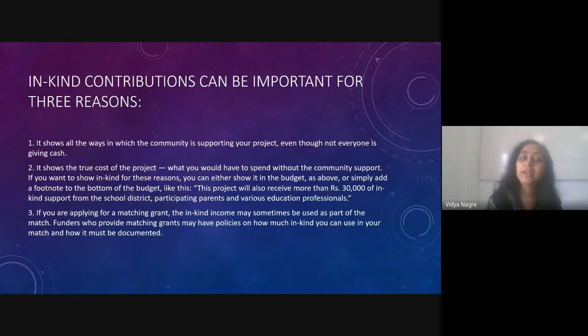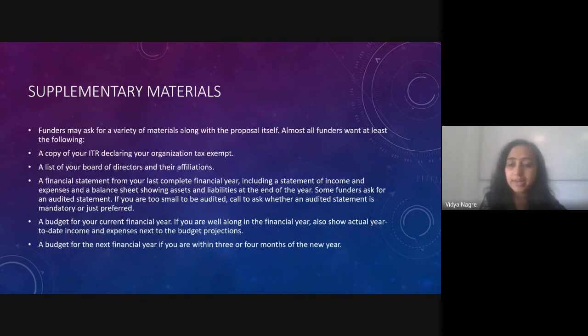In-kind contributions are really important. Why? Three reasons. First, it shows the community is supporting you for the project, so how social is your project, that other people are coming forth on their own and helping you out. That gives a very different kind of authenticity to the project or research you're going to do. Second, it also shows the true cost of the project. Third, if you are applying for a matching grant, then in-kind income also gives a fair idea about the overall cost that you may incur.